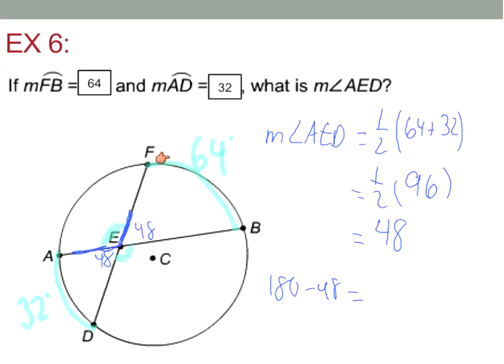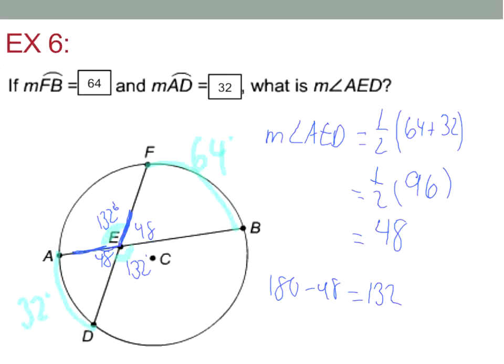When is the outside 180? Only if the line's straight through the center. So a line is a line, but an arc is only 180 if the arc goes all the way from center to center. Good job. So my other ones that are missing would be 180 minus 48, which is 132. 132. Great job.